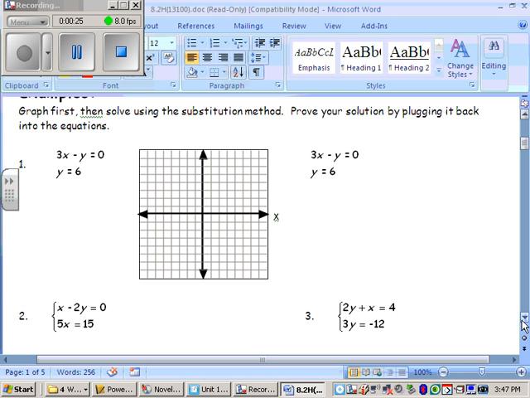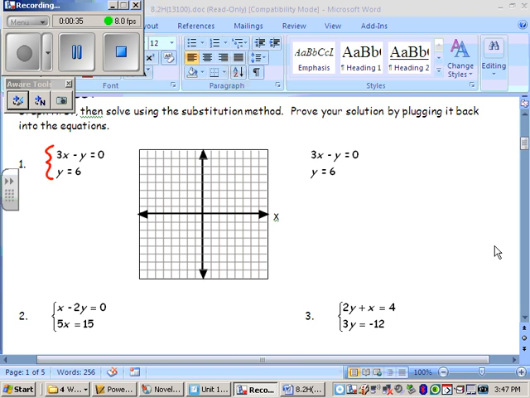So as we look at this first example, it tells us to first graph this system of equations to solve it, and then use the substitution method. You will notice that these two equations are repeated over on the right. So we will use the graphing method on the left, and we will use the substitution method on the right.